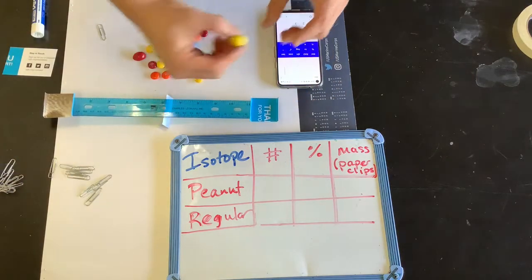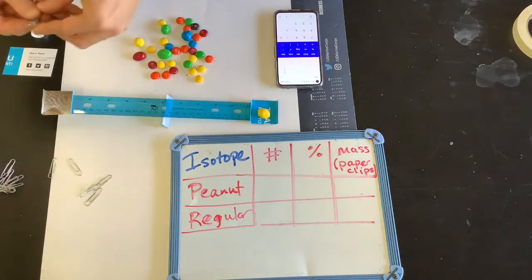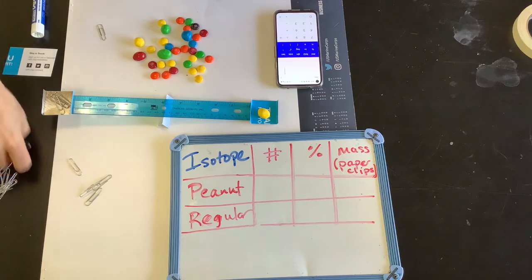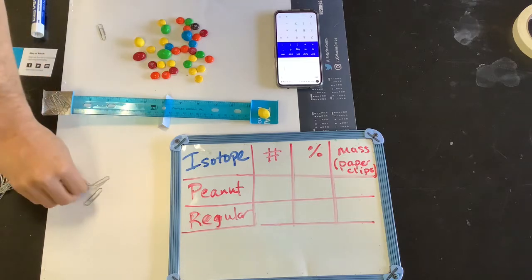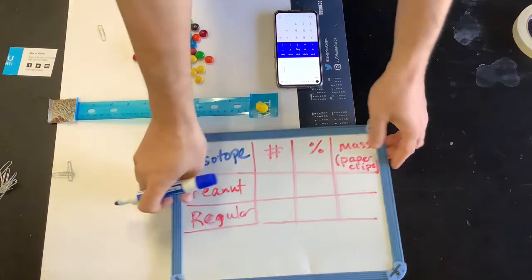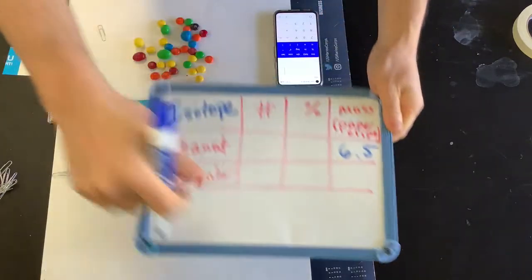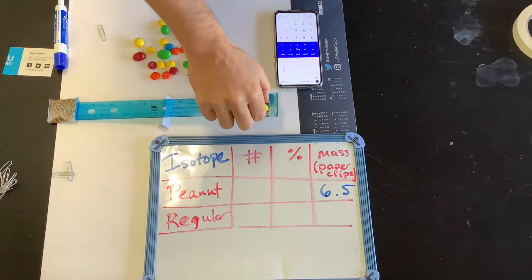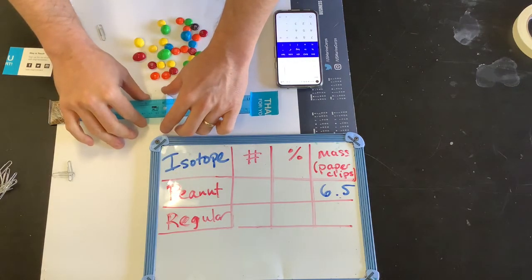Okay, so here you go. I'm going to pick kind of an average peanut M&M. Let's see. 1, 2, 3, 4, 5, 6. And I'll say 6.5 paper clips. I'll do the count in a little bit. You can maybe see that there's not as many peanut M&Ms as there are regular M&Ms, so it's going to have a lower percent abundance, but we'll calculate those.